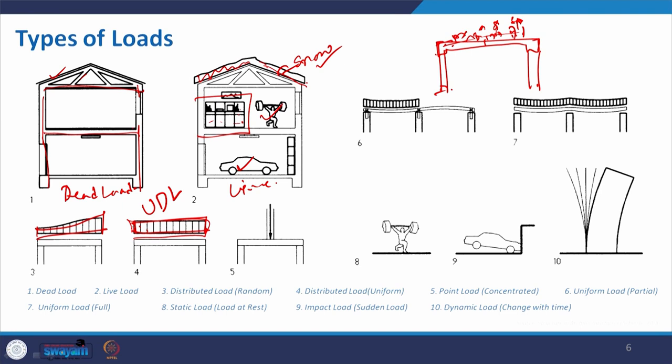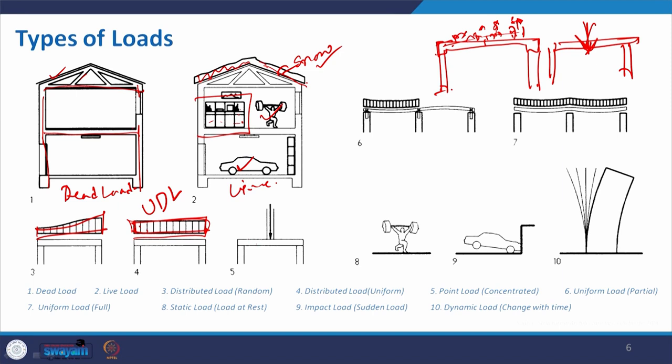Now, in contrast to that, sometimes it may be a point load. Point load is something like you have this surface, and somewhere you just put some load. So that is basically point load.